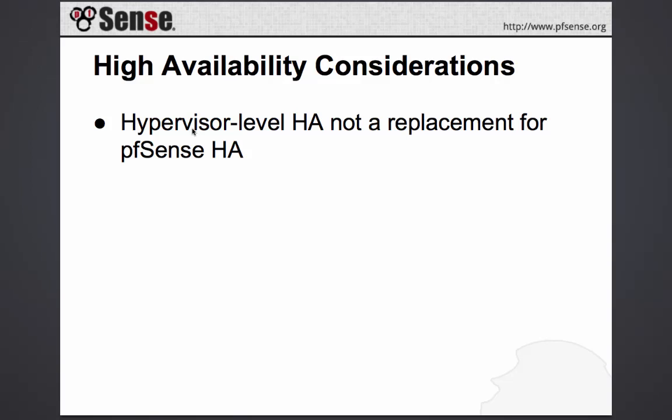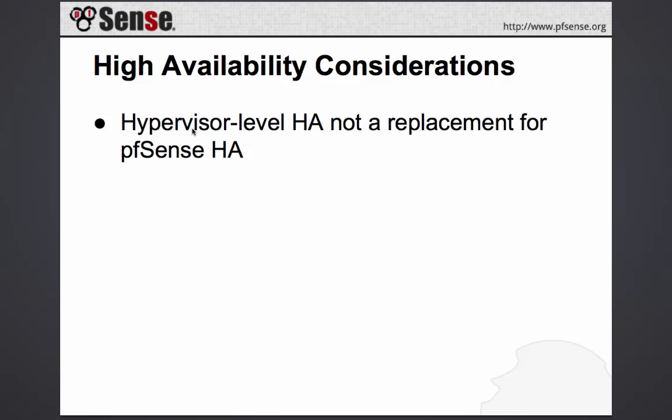Like if you need to upgrade a system, or potentially any number of other causes, you're not necessarily going to get any kind of redundancy at all with the HA at the hypervisor level. So it's not a replacement for the HA that we have within pfSense. You can use it in combination with that if you want. It's just usually not much reason to do so, if any.